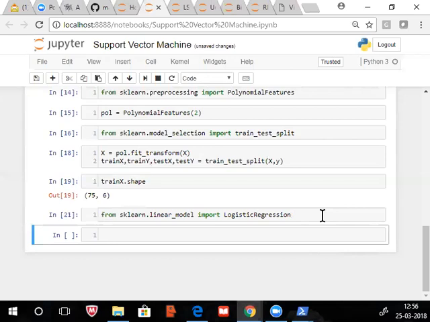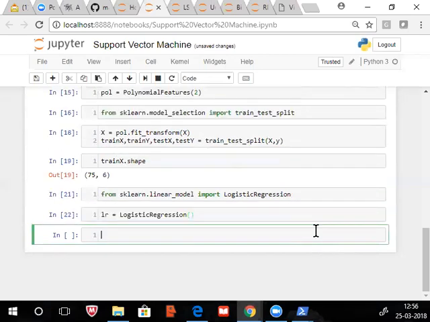All the CV functions that you see, it can find the hyperparameters. So you have here logistic regression. Next thing that you are doing here: LR is equal to logistic regression. Okay, LR dot fit train X, train Y.